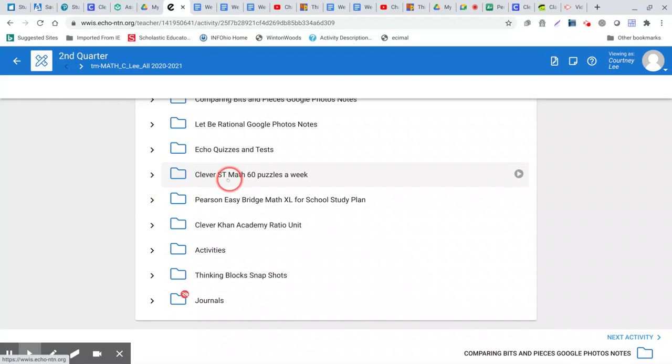Now, Clever ST Math, 60 puzzles a week. Unfortunately, you cannot redo any of that because it's a weekly assignment. So this is the only thing that you can just try to get 60 puzzles a week. And if you got it, you got it. If you didn't, you didn't.